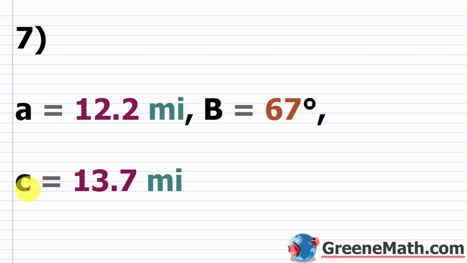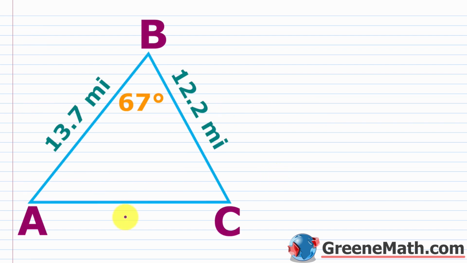And then this lowercase c, the length of the side opposite angle C, is going to be 13.7 miles. Again, just make a little sketch so you can think about the information. We're not solving the triangle. We're trying to figure out the area. So all you really need to do is eyeball this and see that you have side, angle, side. So this is the included angle, okay?